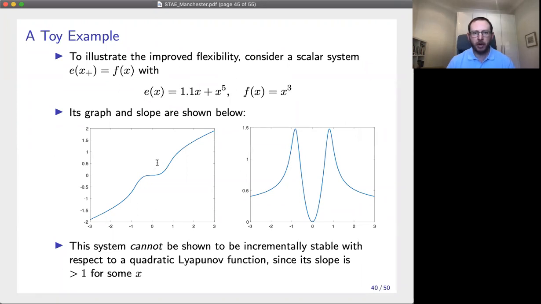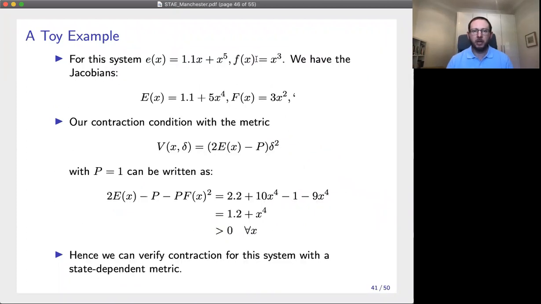If we look at its graph and the slope of its graph everywhere, so the explicit form and its Jacobian, we see that the slope goes well above 1 in some locations, which means that this could never be shown to be incrementally stable with respect to a quadratic Lyapunov function. Basically, there are some regions in state space in which small differences are getting further apart in terms of the Euclidean distance.